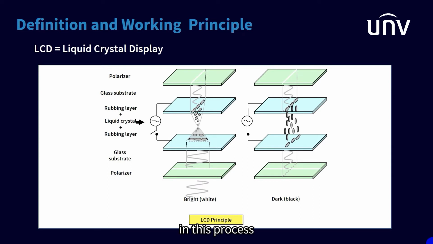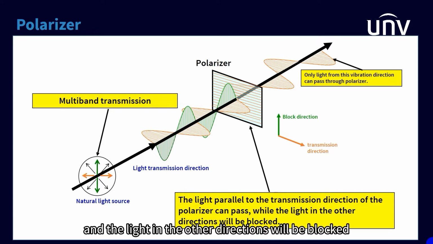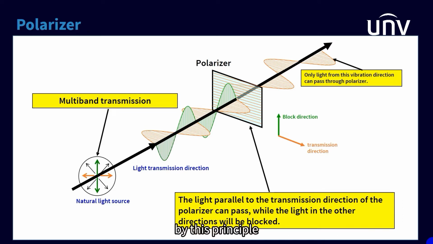In this process, we can find that the polarizer component is very important, so we'll introduce how it works in detail. In fact, natural light is multidirectional. The polarizer can block the light, so only the light from the vibration direction can pass, and the light in the other directions will be blocked. By this principle, you will know the LCD screen works on the principle of blocking light rather than emitting light. And LCD requires a backlight system.